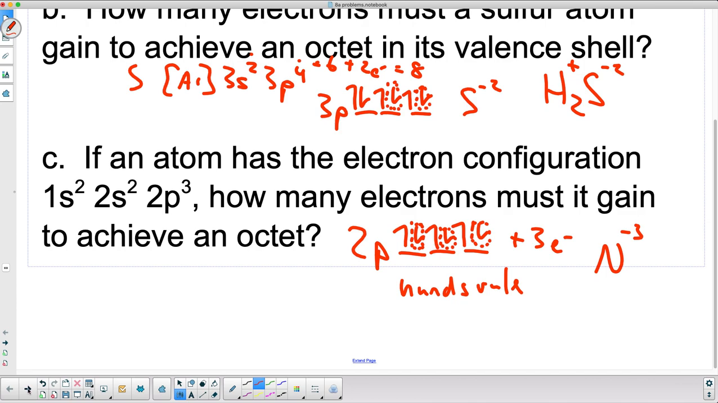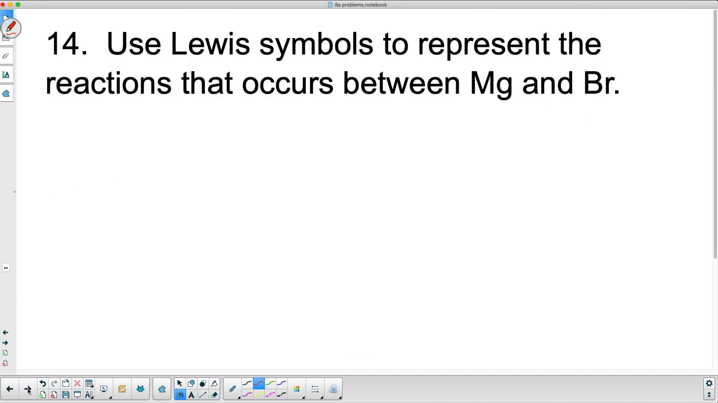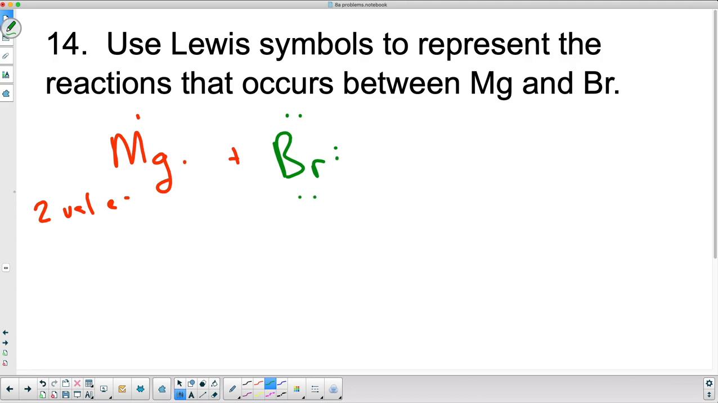Okay, let's keep going. And we'll keep this nice and short. Use Lewis symbols to represent the reaction that occurs between magnesium and bromine. So I'll start off with magnesium. Magnesium has a dot diagram of 2 because magnesium's in the second group, which means it has 2 valence electrons. We're going to add that to bromine. I'll switch colors so that you can see. Bromine is in group 17, which means it has 7 valence electrons. Here are the 7. I have 2, 3, I got 3 groups of 2, and then an extra spot right there for one of magnesium's electrons.